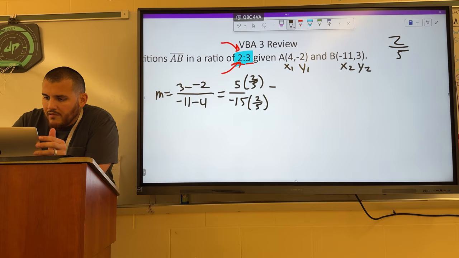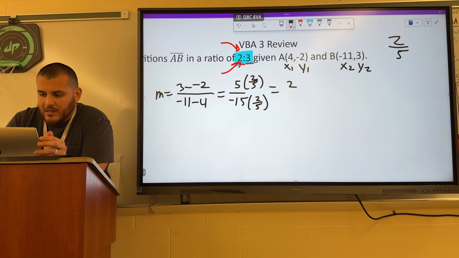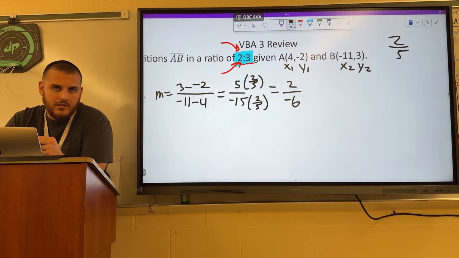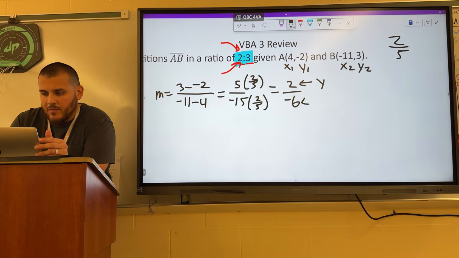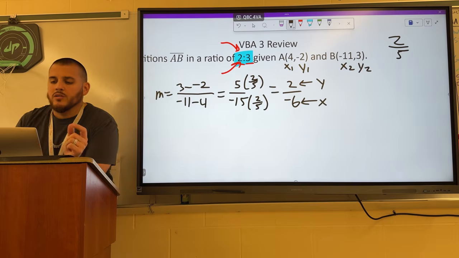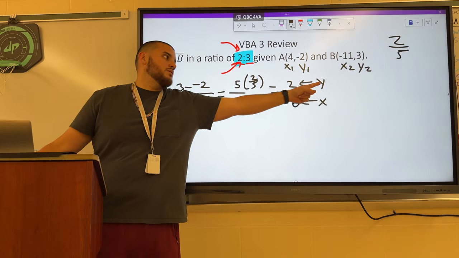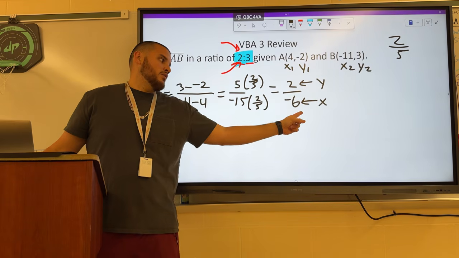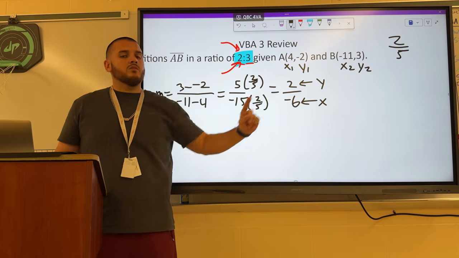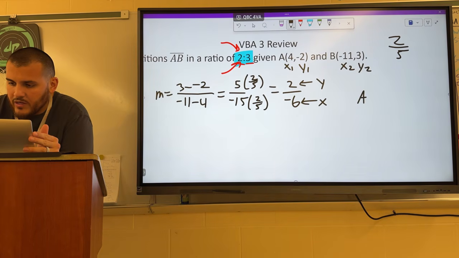When I do 5 times 2/5, I get positive 2. When I do negative 15 times 2/5, I get negative 6. Now I need to remember that came from my Y coordinates. This came from my X's. So my new Y coordinate of my partitioning point is going to be positive 2 units away from the Y of the starting point. My new X coordinate will be negative 6 units away from the X of my starting point. So A was our first point, our starting point of this segment.